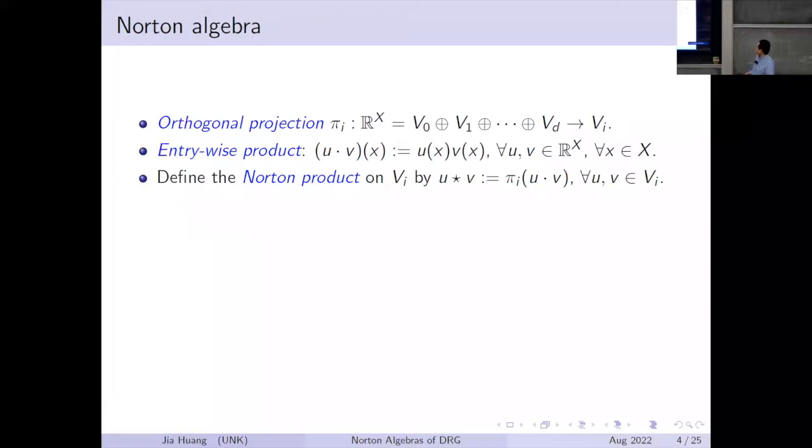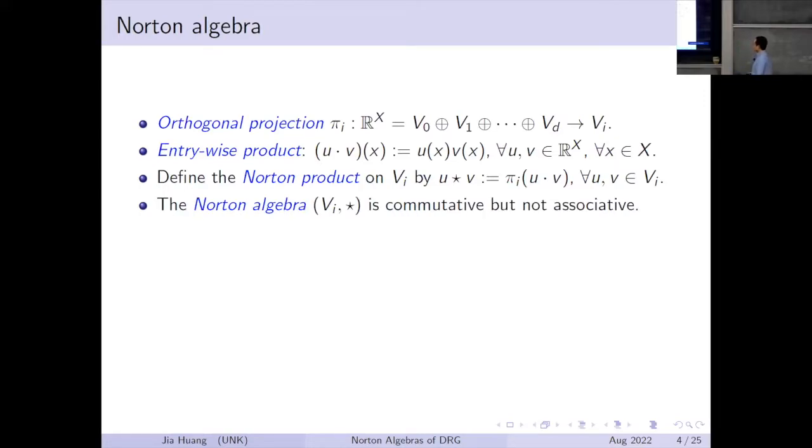Then we take two eigenvectors from one eigenspace and do this entrywise product. You may or may not get a result in the same eigenspace, but you can do the orthogonal projection back to that eigenspace. That's the Norton product. With this product, each eigenspace becomes an algebra, and that's the Norton algebra. V_i with the product star here is commutative, but it's not necessarily associative.